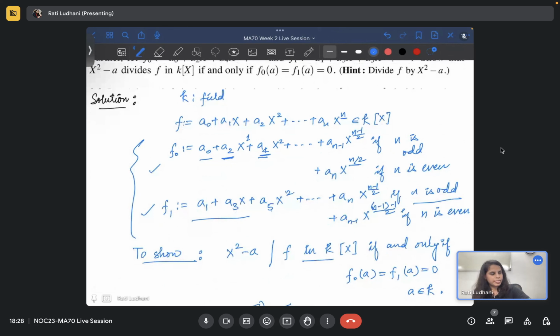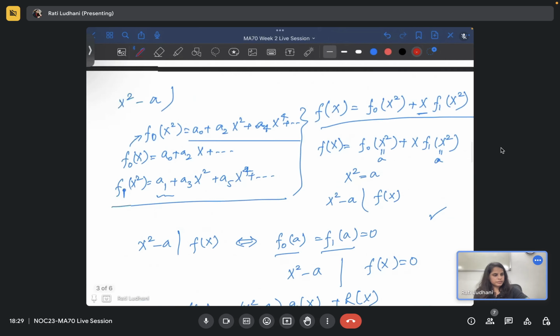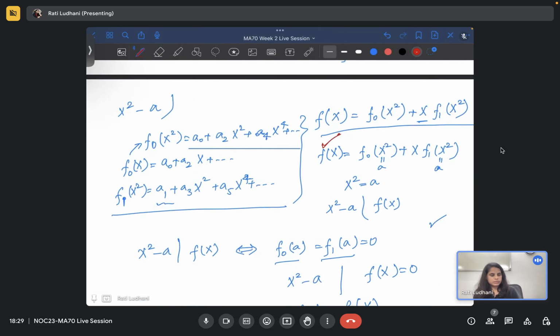You put a here, at this place you put a square, then f0(a) is equal to a0 plus a2 a plus a4 a square, and so on. And here f1(a) is equal to a1 plus a3 a plus a5 a square, and so on. Is that clear? These are the notations I am using, notation as in the exact value.